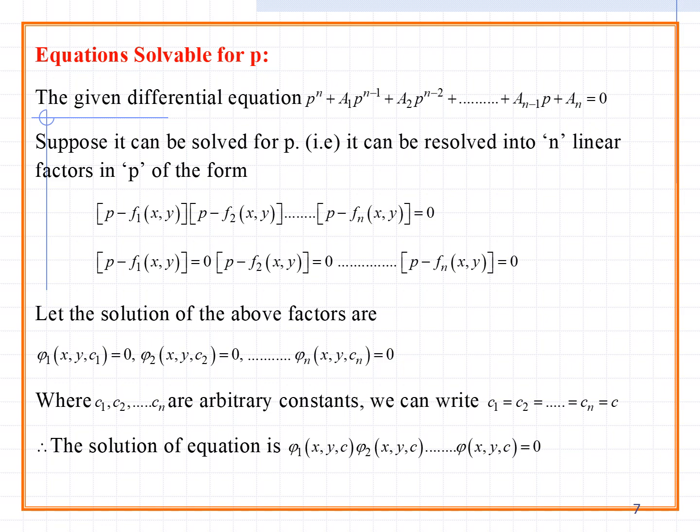Where c1, c2, cn are arbitrary constants, we can write the solution as phi 1 of x comma y comma c1, the second solution as phi 2 of x comma y comma c2, and so on. For example, we can write the solutions like this.